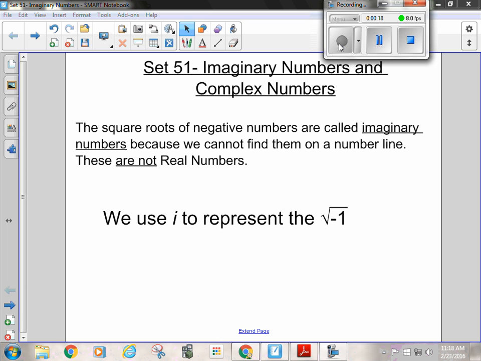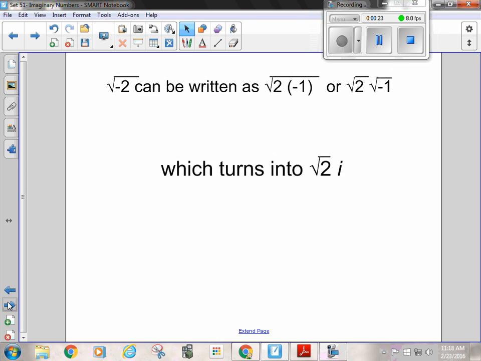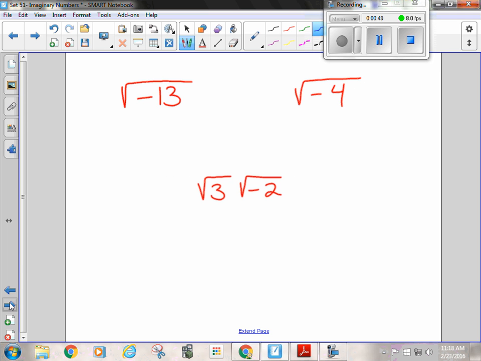So we use the script i to represent the square root of -1. So for example, if we have the square root of -2, we can write that as the square root of 2 times -1 underneath our square root, and we can separate that into square root of 2, square root of -1, and square root of -1 is going to turn into our i. That is no longer underneath the square root. So my square root of -2 is going to be simplified as square root of 2 i. So let's look at these examples here.